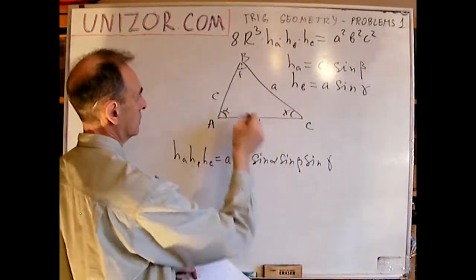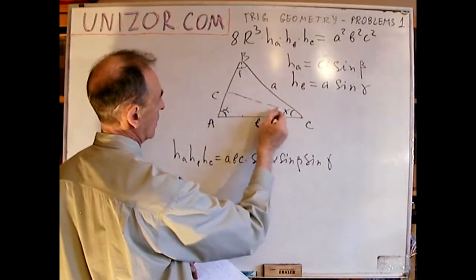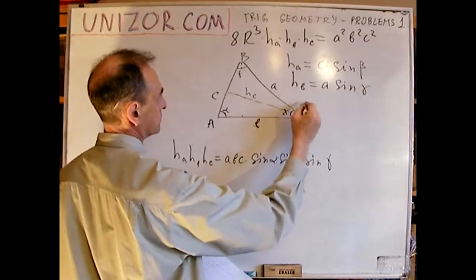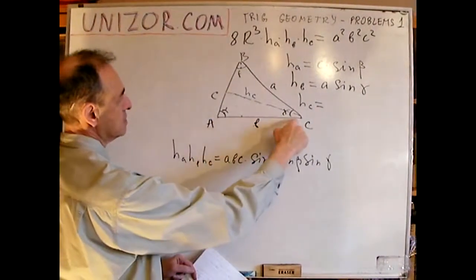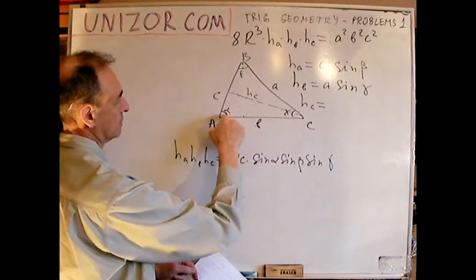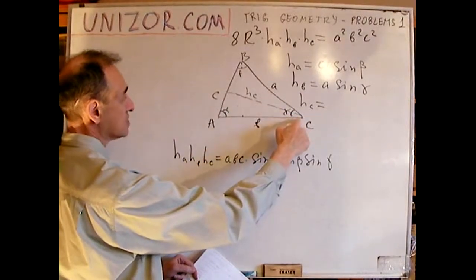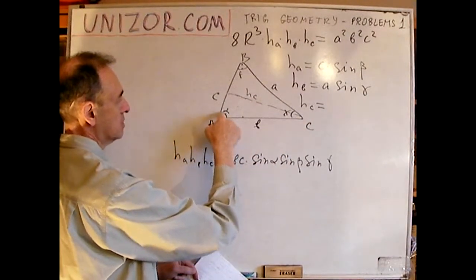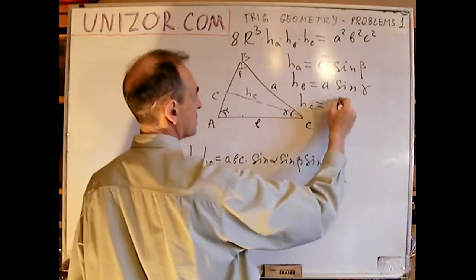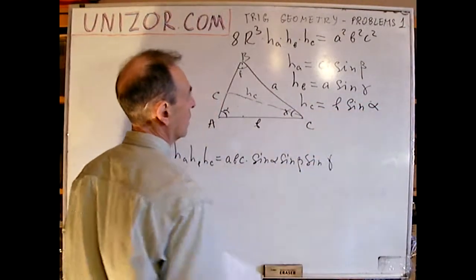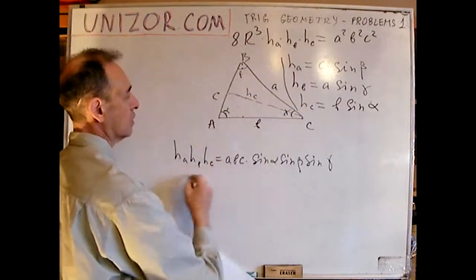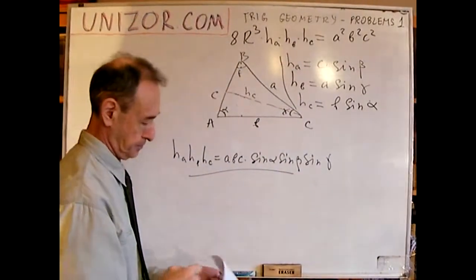And the last one. This is HC. B times sine of alpha, right? Because HC divided by B would be the sine of alpha. So it's B sine alpha. And if you multiply these three, you will get this. End of story.